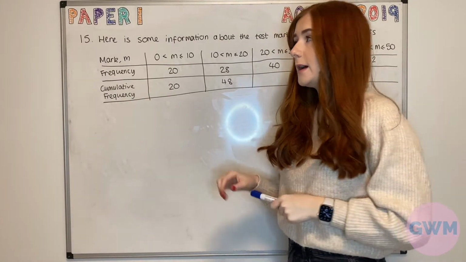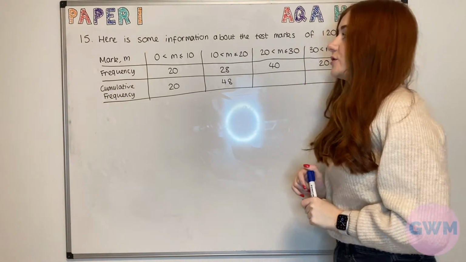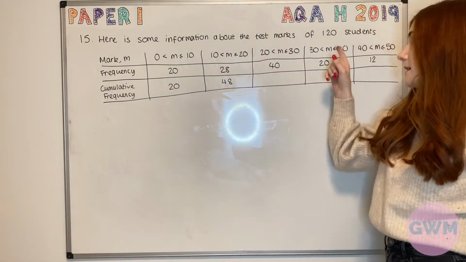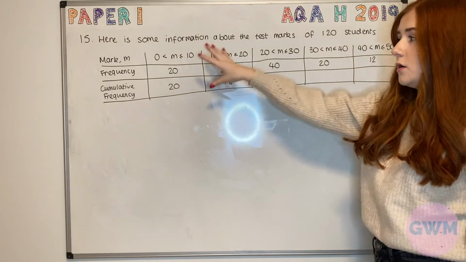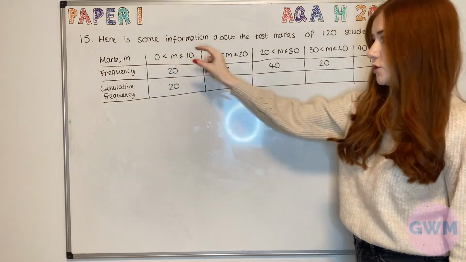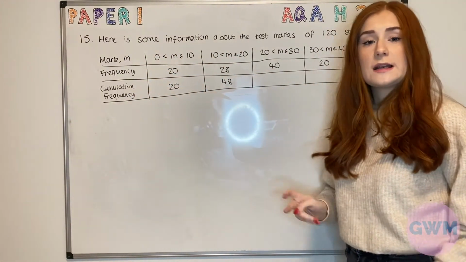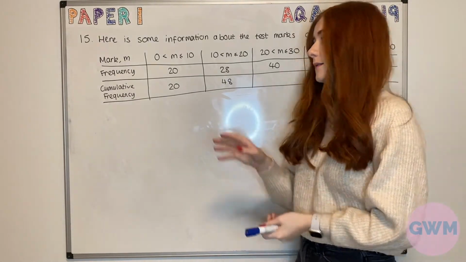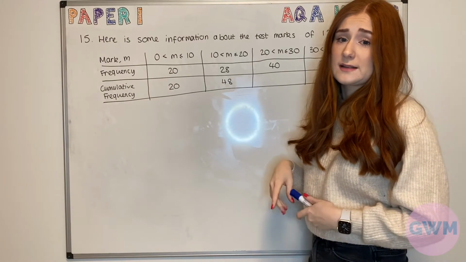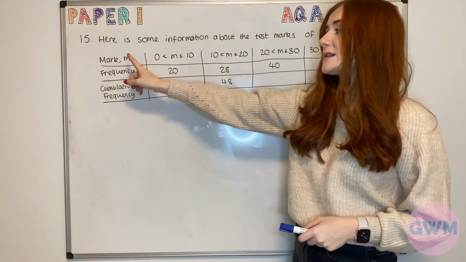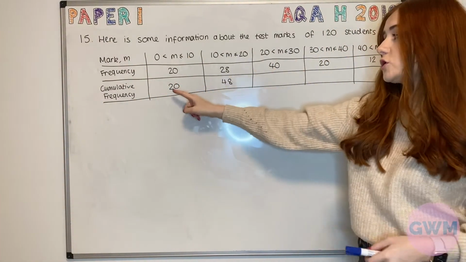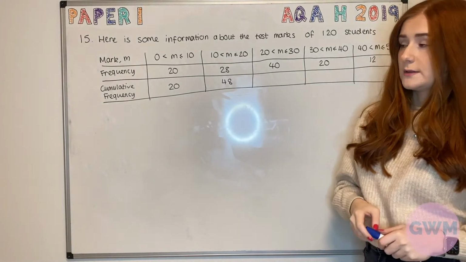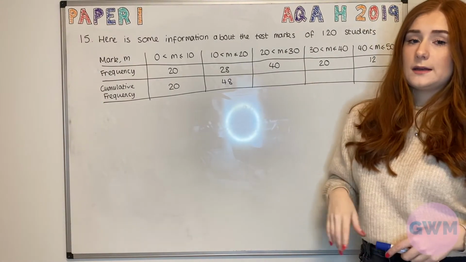Question 15 now is a cumulative frequency question. It's given us information about the test marks of 120 students. Yours will be split into two tables. This will be shown in the first part, and then the cumulative frequency table will be shown in 15a. I've just combined it here for ease, and obviously excuse my appalling attempt at a straight line. So it's given us the marks and the frequencies, and it's given us a couple of stars for the cumulative frequency, and what it wants us to do is fill in the remaining numbers.